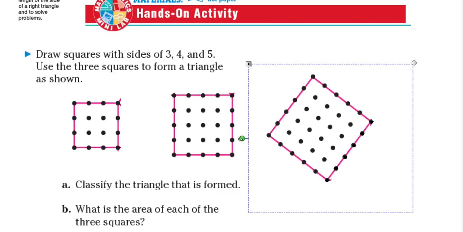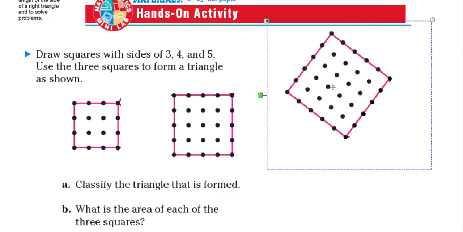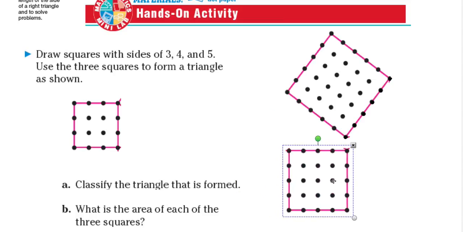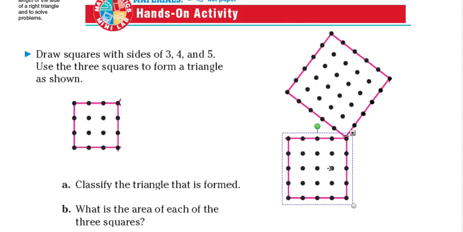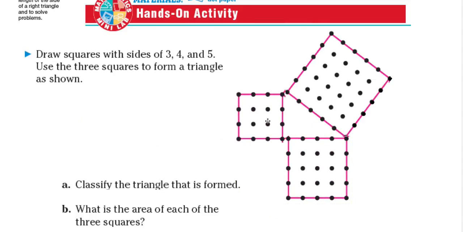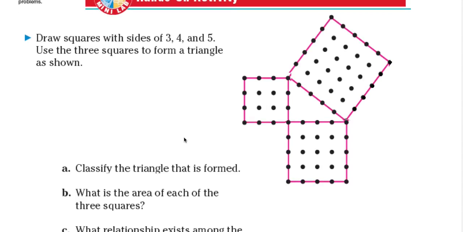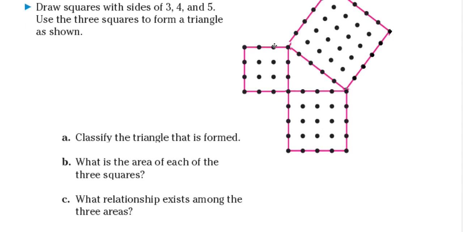I'm gonna put this here on top. I'm gonna put this at the bottom. I'm gonna put this on the side. Okay, so I've formed a triangle using 3 squares: a 3 by 3 square, a 4 by 4 square, and a 5 by 5 square. Classify the triangle that is formed. Obviously, it forms a right angle right over here. So this is a right triangle.